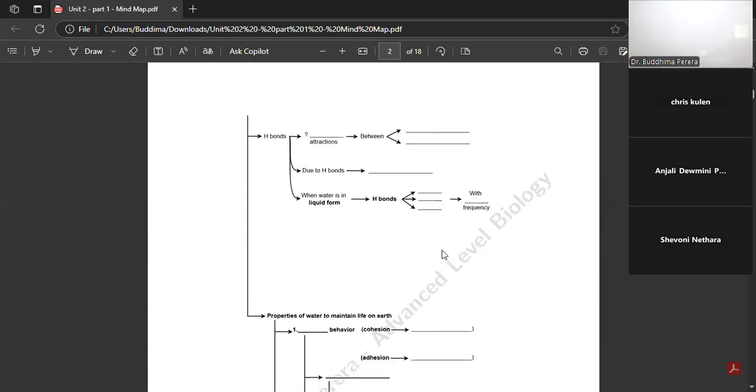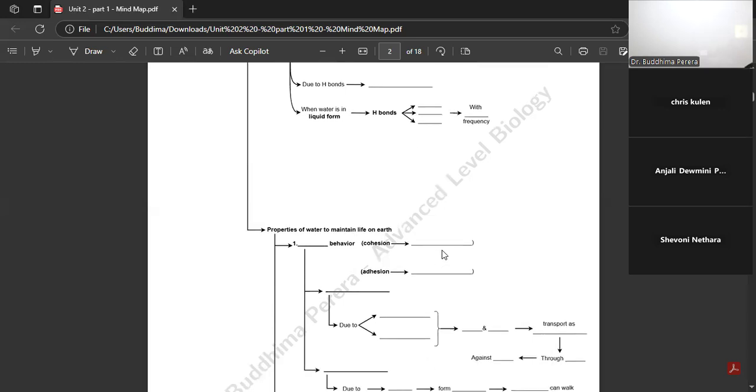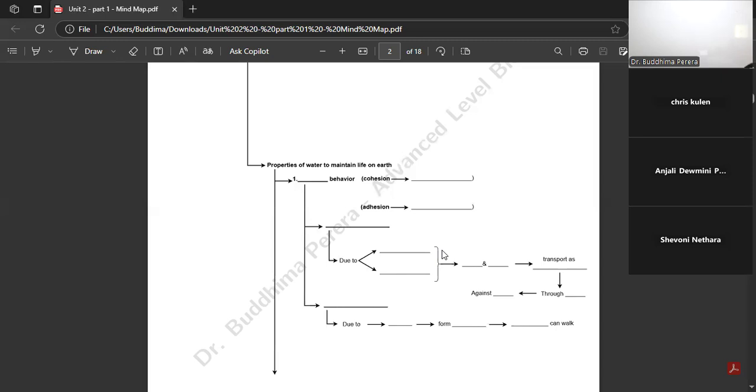Then hydrogen bonds, on the second page. What are hydrogen bonds? Weak interactions between the slightly polar oxygen atom of one molecule and the slightly polar hydrogen atom of an adjacent molecule. Due to hydrogen bonds, the properties of water occur. When water is in liquid form, hydrogen bonds are fragile. They form, break, and reform with great frequency. Properties of water that maintain life on Earth.